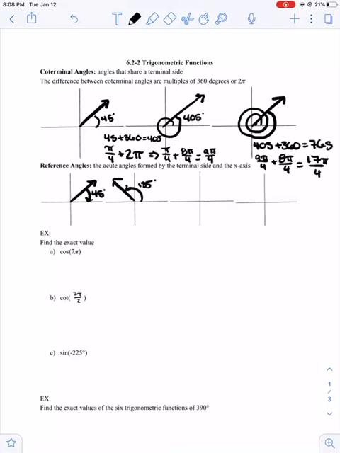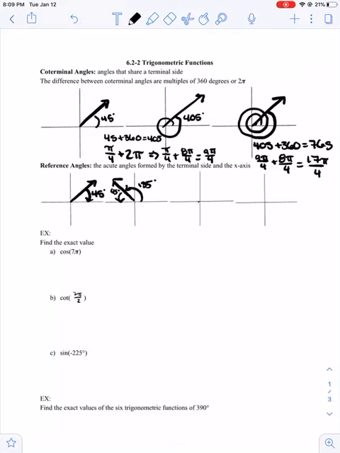And so I want to know what is, and it's to the closest x-axis. So what is my angle from the line to the closest x-axis? So we know that halfway around is 180 degrees. So 180 minus 135 is 45 degrees. So our reference angle here is 45 degrees.